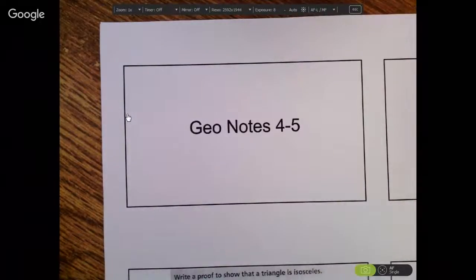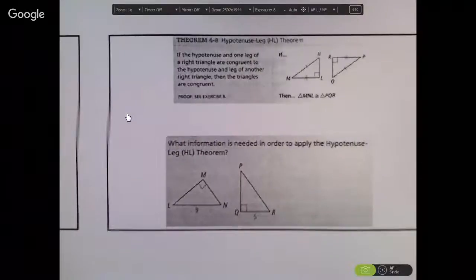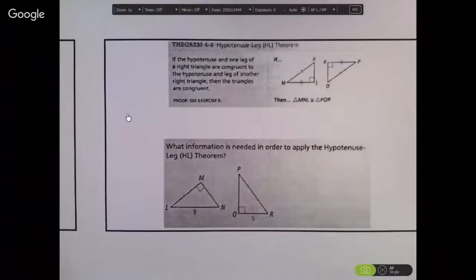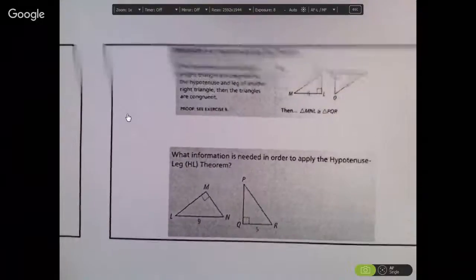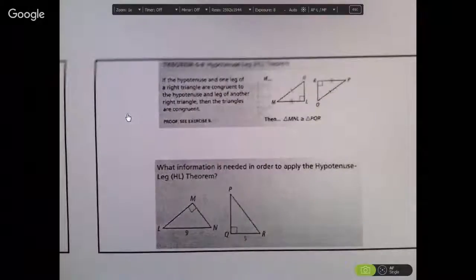You'll see, yes. Okay. So the first thing we basically learned in 4.5, and it's so weird because I stopped using the textbook to make these, and they're still kind of hard to see. So anyways, I'm trying to make the notes clearer for you guys. So hypotenuse leg. I want to point something out about hypotenuse leg.